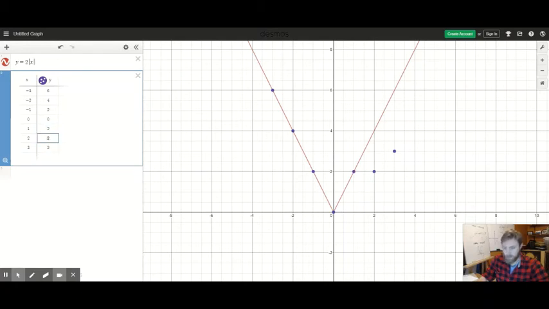So anytime that you multiply by something other than 1, the graph gets stretched out. Okay, and that's if we multiply by things that are more than 1.